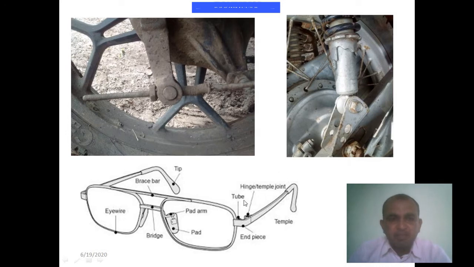Then a popular example of the knuckle joint is the goggle and the spec. When you twist this end about the pin, it works like a knuckle joint. The end piece is fixed with the frame of this goggle, and there is a flexible temple. It is used to lock and unlock the spec. So about this pin, it works like a knuckle joint. This is a simple example of the knuckle joint in specs and goggles.